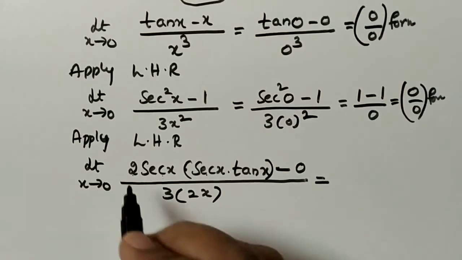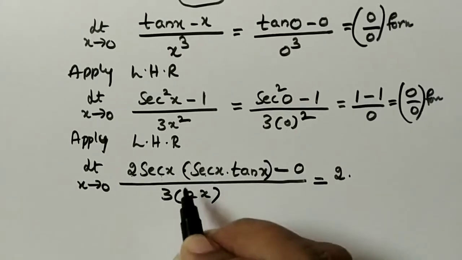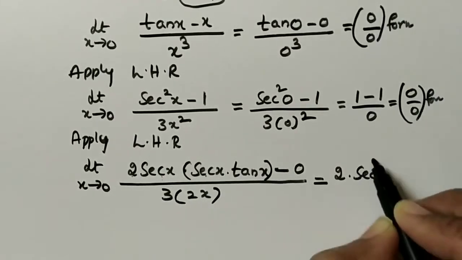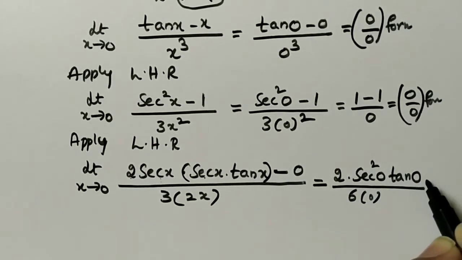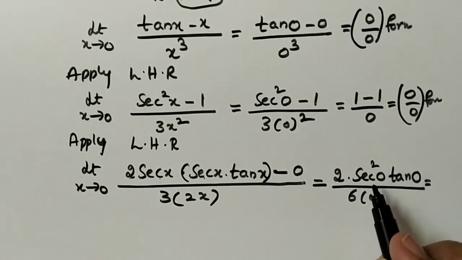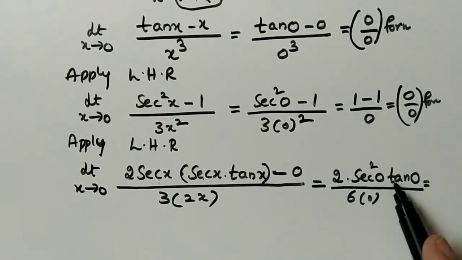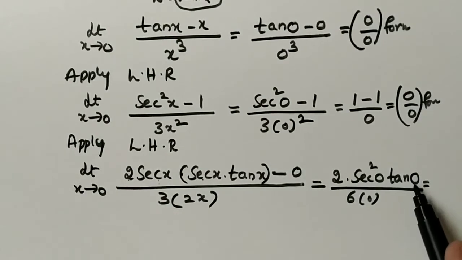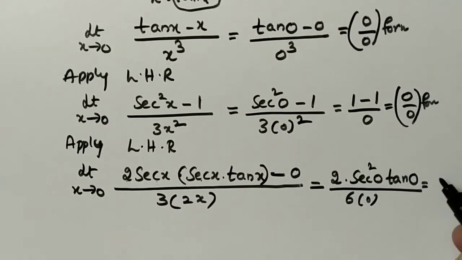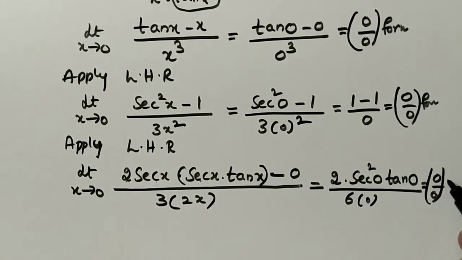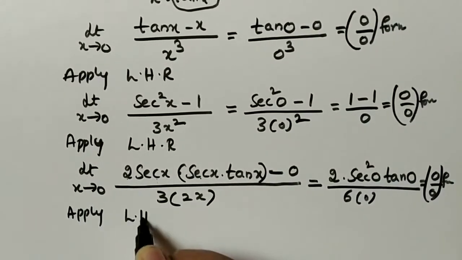Now apply the limit. 2 into secant x into secant x is secant square x. So secant square 0 into tan 0 by 6 into 0. Secant square 0 is 1, but tan 0 is 0, isn't it? So tan 0 is 0 means the whole numerator becomes 0, so 0 by 0 form. Once it is 0 by 0 form, apply L'Hospital rule.